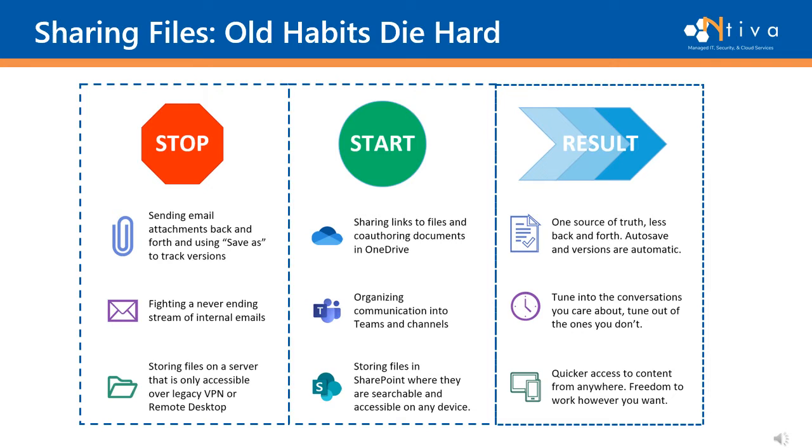We find ourselves sending files back and forth, making it difficult to track which version is the correct one. Sometimes we run into attachments that are simply too big to email, or they're blocked by the recipient's email filter. And of course, we have a never-ending stream of emails. What should we start doing? Well, instead of attaching that file, let's share a secure link to a file, which is safely stored in OneDrive or SharePoint, allowing us to keep control of the content.